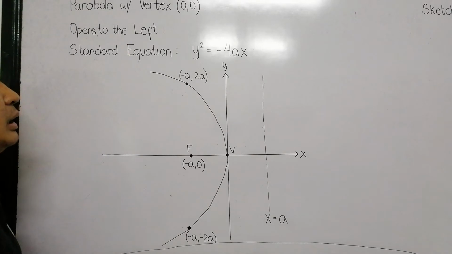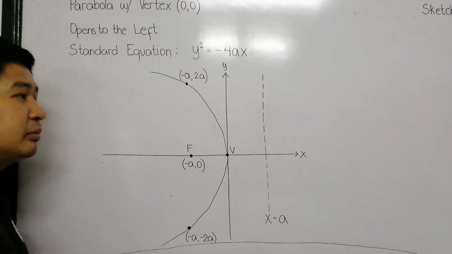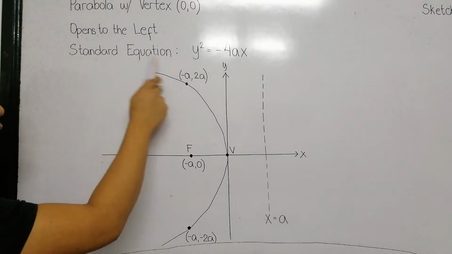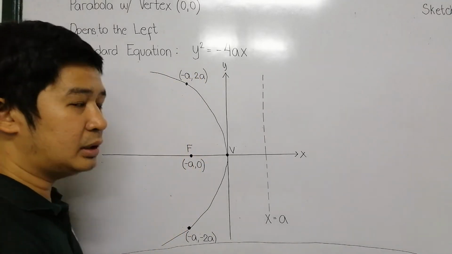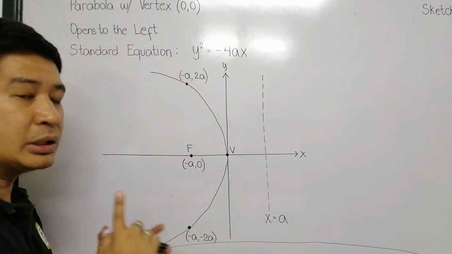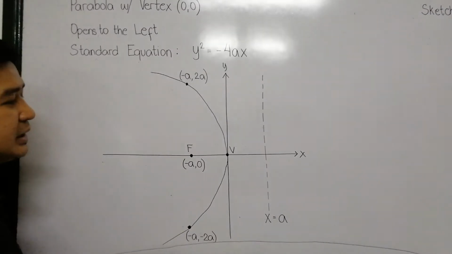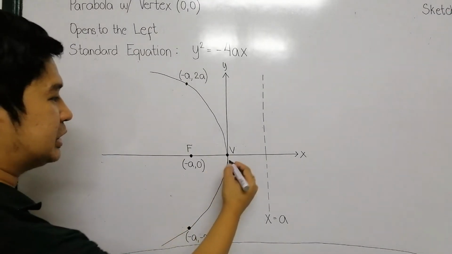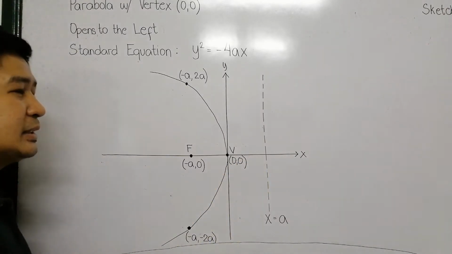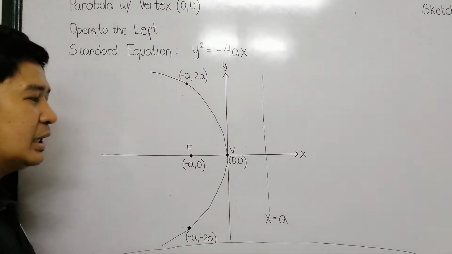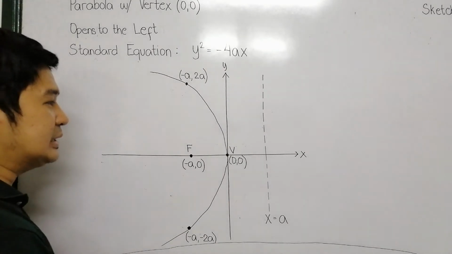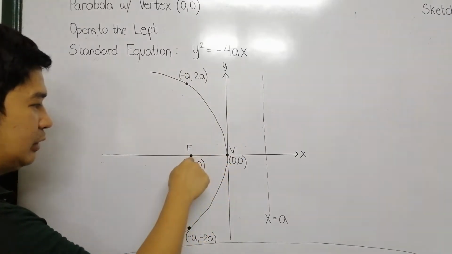But this time, if our parabola opens to the left and its vertex is at 0, 0, the standard equation will become y squared equals negative 4ax. So, nagbago lang yung sign nila. So, this is the vertex again at point of origin, 0, 0. Now, since this one opens to the left, that means our focus should be along the negative x-axis or inside the curve. So this is our focus.